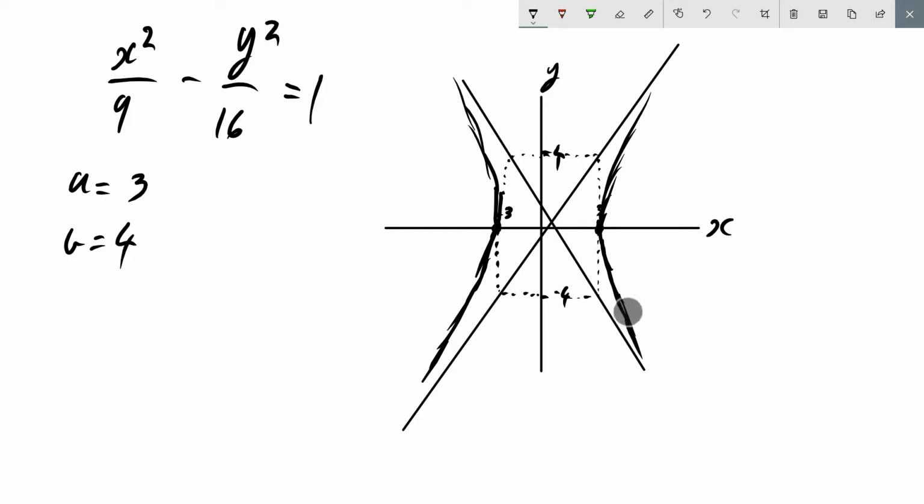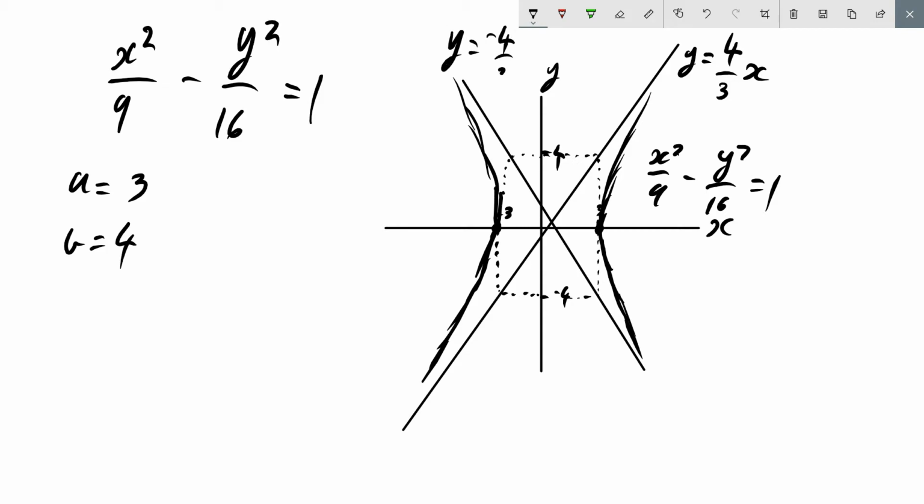So you can see that it has the general kind of form, but now the angle has changed and the asymptotes have also been rotated. Now you need to make sure that you label everything. So this hyperbola is x squared over 9 minus y squared over 16 equals 1. And then you need to label your asymptotes, which are y equals 4 over 3 x, and y equals negative 4 over 3 x. And there's your asymptotes.